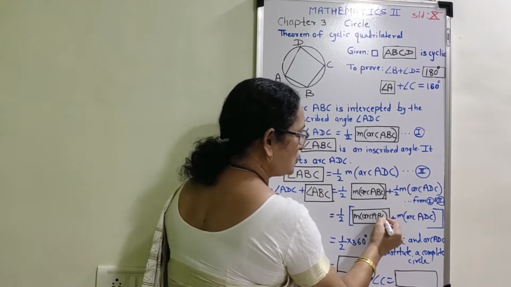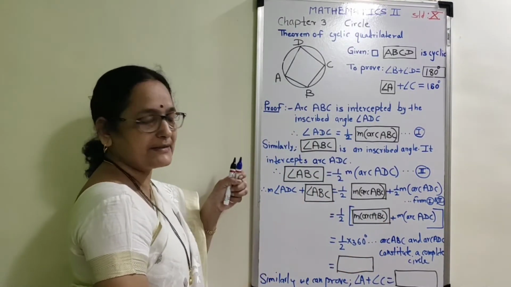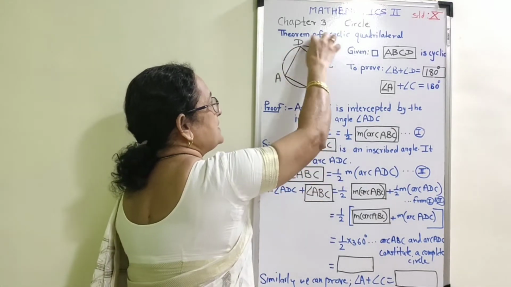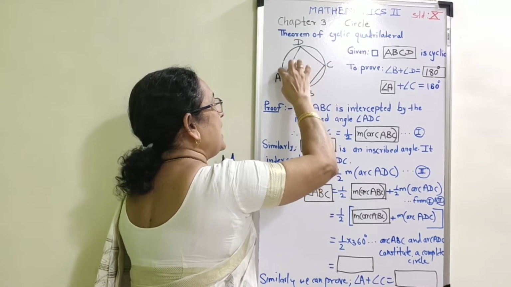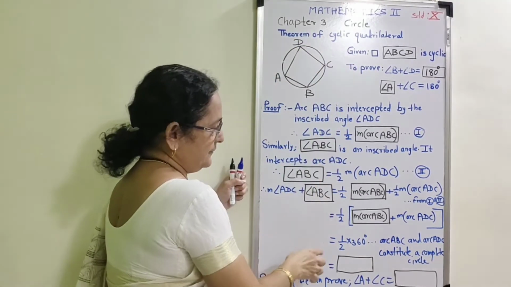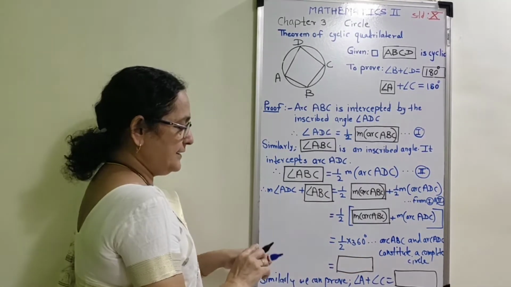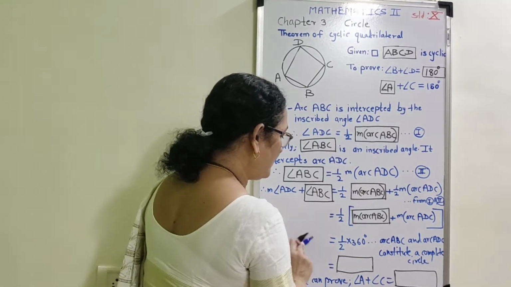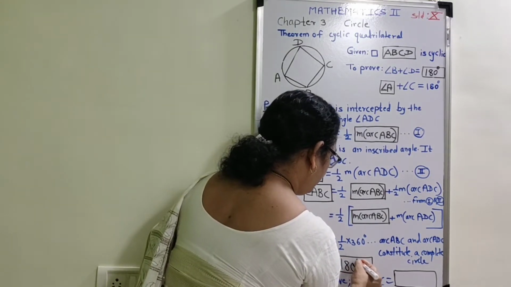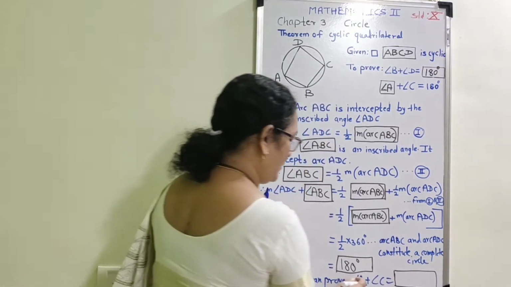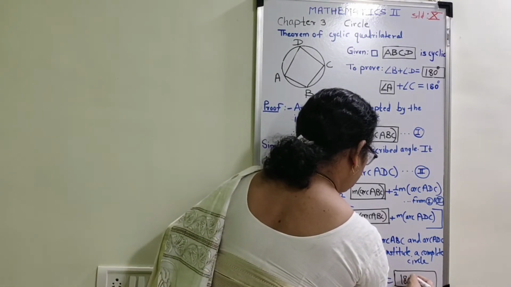When we take the addition of arc ABC and arc ADC, we complete the entire circle. That is, the circumference is completed. We all know that the angular measure of a circle is 360 degrees, and half of 360 is equal to 180 degrees. And similarly, we can prove that angle A plus angle C is also 180 degrees.